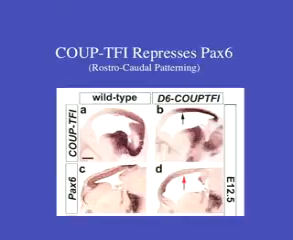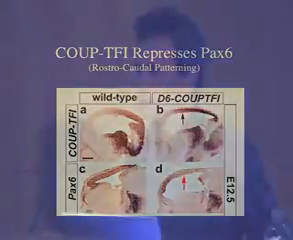Then Andrea looked to see whether or not the increased expression had an effect on the molecular patterning of the cerebral cortex. So here's the expression of CoopTF1 in the wild type and the overexpression. And to look at the molecular pattern, we used an analysis of the expression of PAX6 transcription factor, which is expressed high rostrally and low caudally. And when we overexpress CoopTF1, in the region where there's increased CoopTF1, there's downregulation of PAX6.